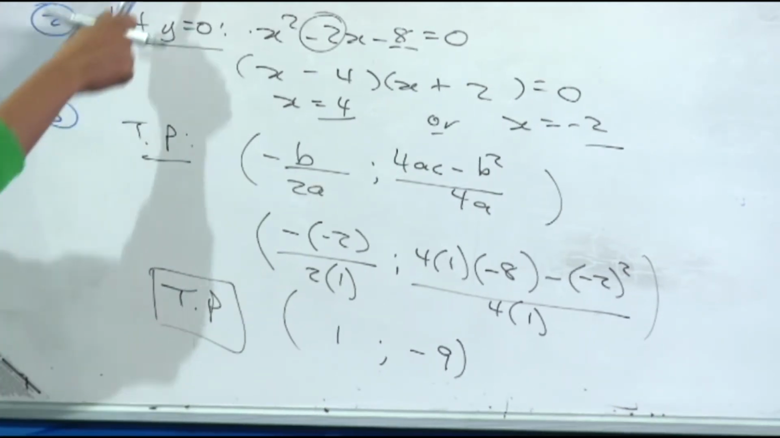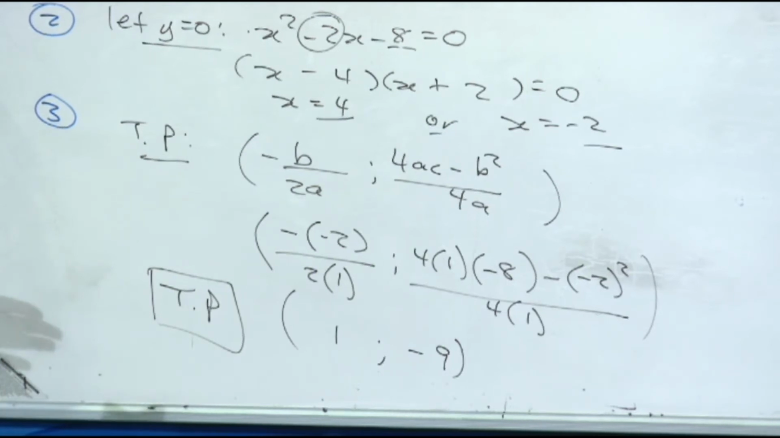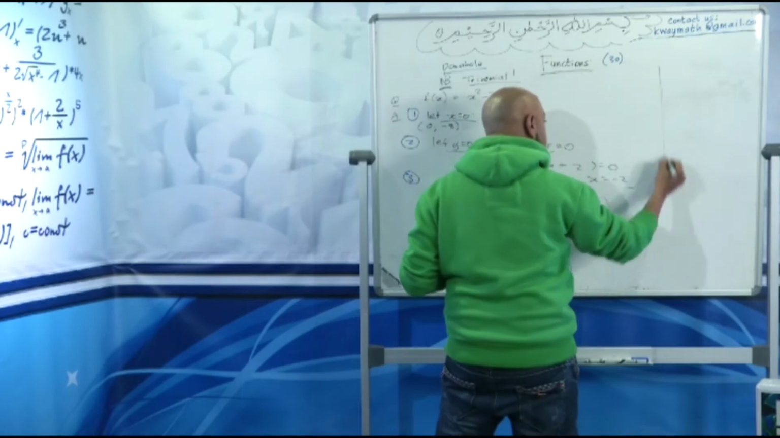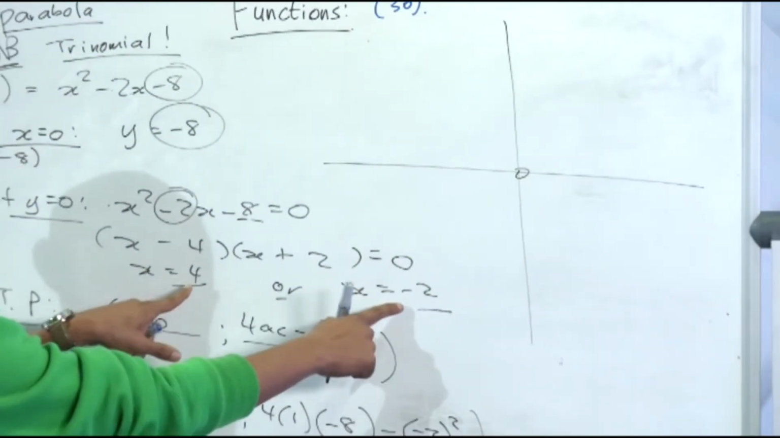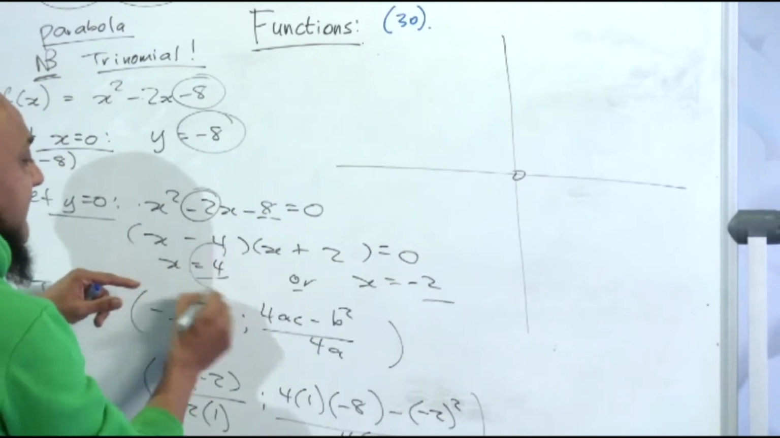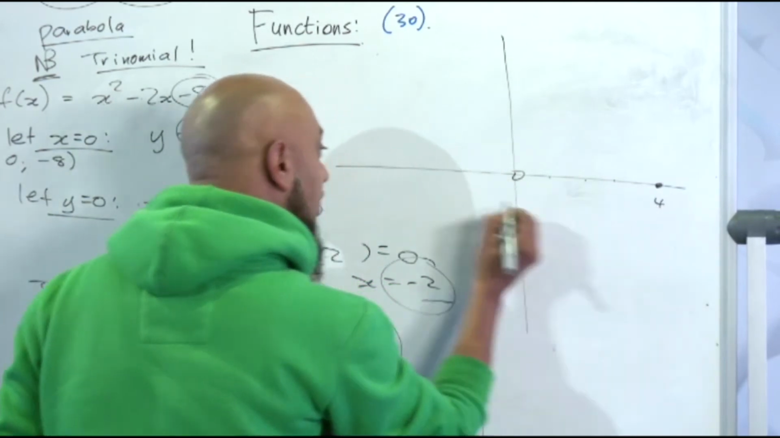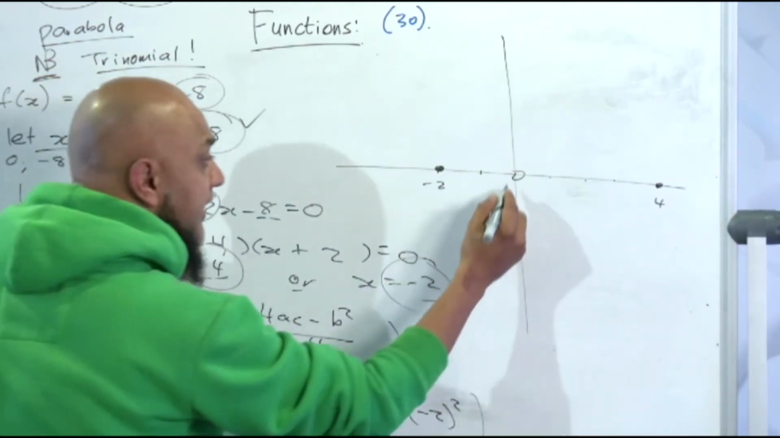So what do I have? I've got my y-intercept, I've got my x-intercepts, I've got my turning point. What do I do now? Sketch the graph. Obvious. So let's go to the graph. There's your graph. Okay, let's go to your two x-intercepts. x is equal to 4, 1, 2, 3, 4, or x is equal to negative 2. There we go. What's your y-intercept? Negative 8.